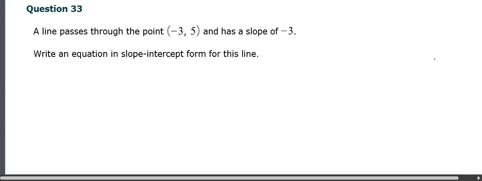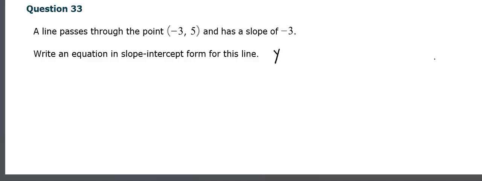So our next problem, it says a line passes through the point -3, 5 and has a slope of -3. Write an equation in slope-intercept form for this line. So again, slope-intercept form is y equals mx plus b. So remember, we need to know what m is, which is our slope, and what b is, our y-intercept, in order to write our answer in slope-intercept form.